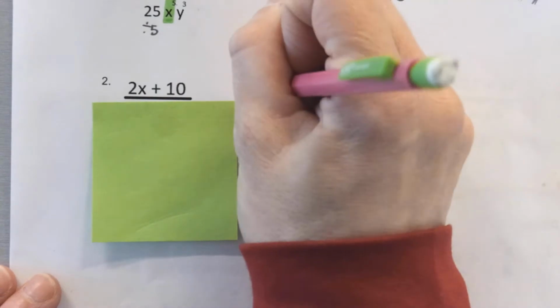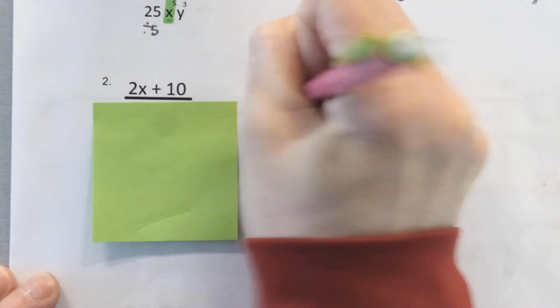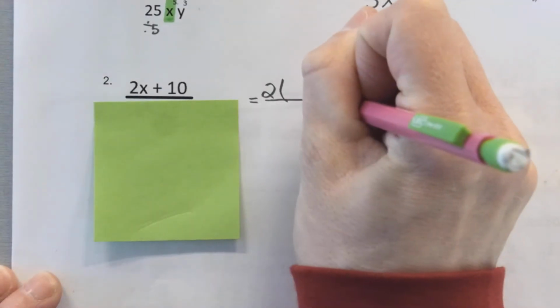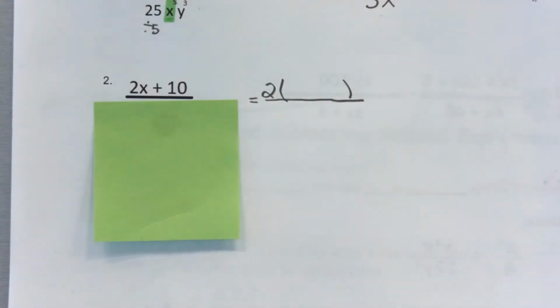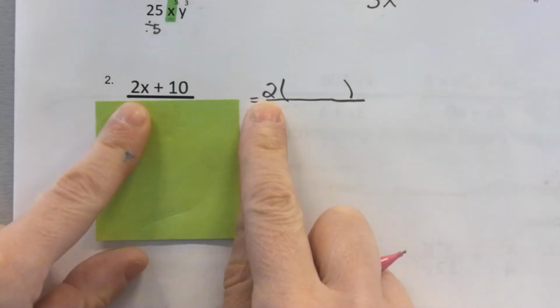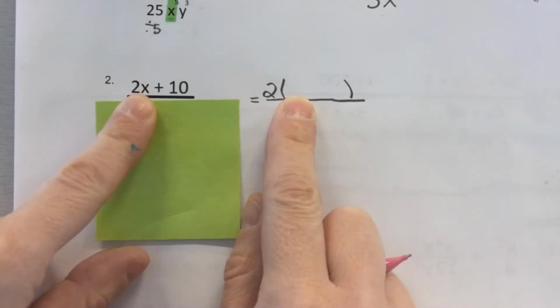2. So I'm going to pull a 2 out front. Do you remember taking stuff out front? We called it common monomial. Does that ring a bell? Maybe? No? Okay. 2 times what would get me back to 2x?